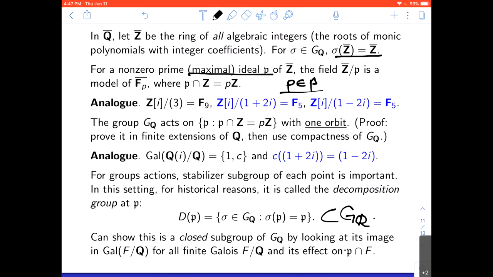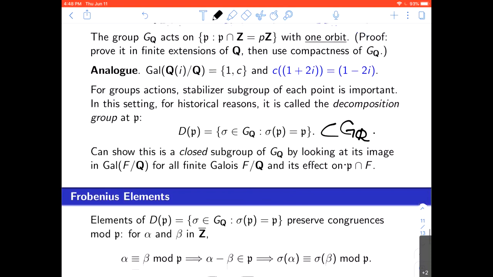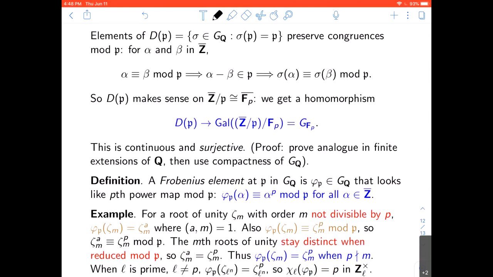By using it, we can create a characteristic zero analog of those Frobenius elements generating the Galois group of the finite fields. Namely, if an element of GQ fixes that prime ideal, and there's a lot of these things, it's not just the identity, then it preserves the congruences mod P. Because if two numbers, alpha and beta, are congruent mod P, then the difference is in P, and so sigma on the difference is in P, and so the two sigma values are congruent mod P.